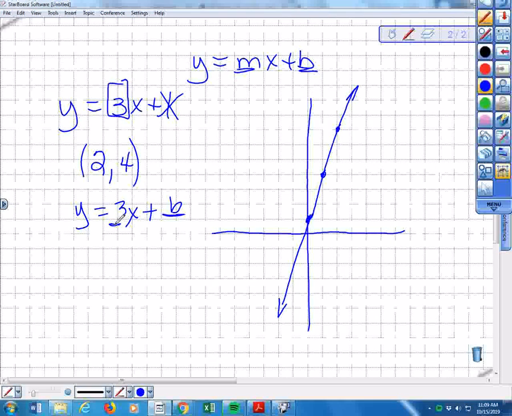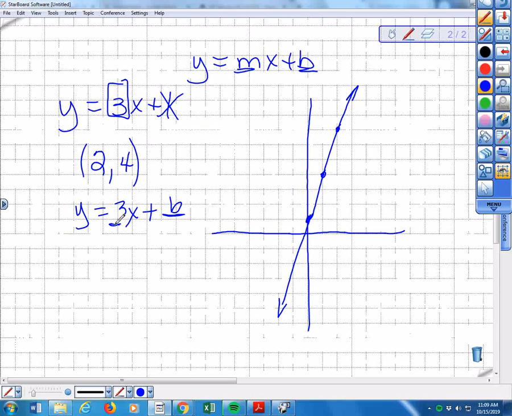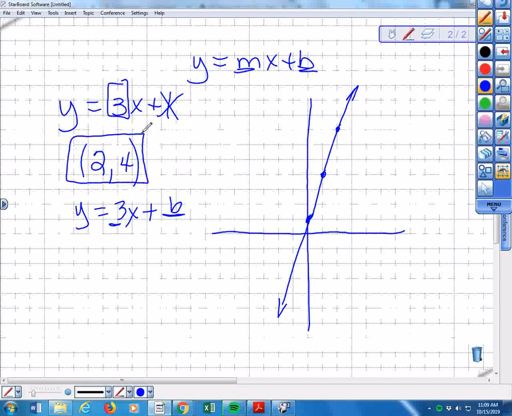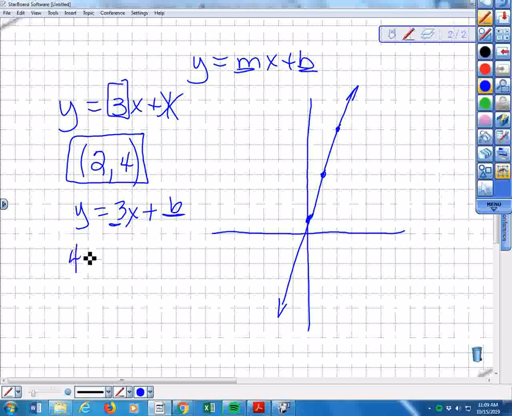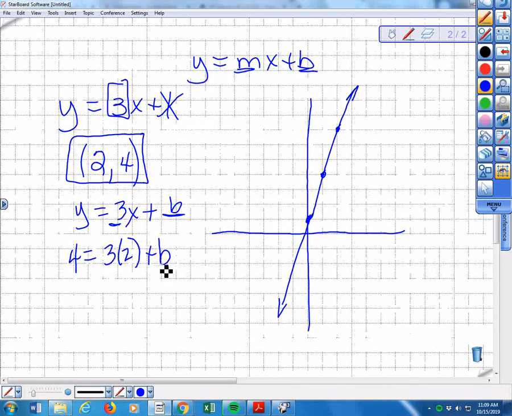With me so far? So the trick to finding b, they give us this point for a reason. It's got to go through that point, which means this point is on this line. So what I'm going to do is plug in 4 for y, 2 for x, and solve for b.